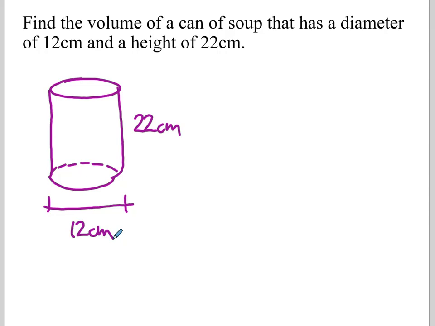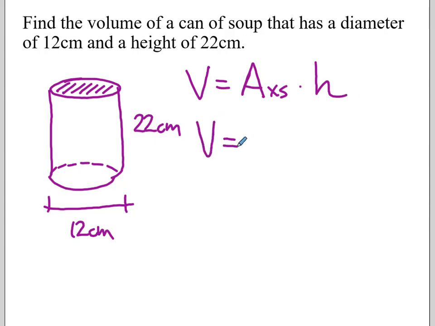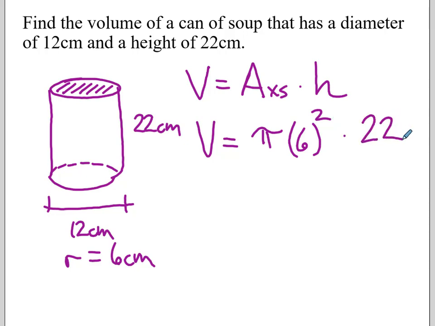So if I looked on my formula sheet, or if I could remember, this is just a cylinder, so if I find the area of that cross section and I times it by the length, or the height in this case, then I can come up with the volume of this shape. So the area of that cross section, that shaded piece, is pi r squared. But for us, this is my diameter, so my radius must be 6 centimeters, 6 squared. So there is the cross-sectional area. The height of this can is 22 centimeters.